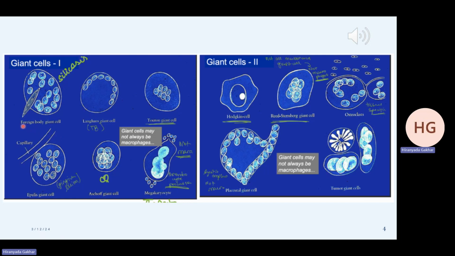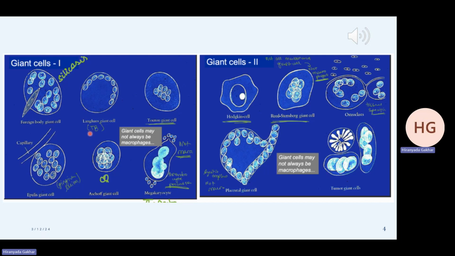This is a picture from Professor Dushkova's presentation. And over here, if you just follow my pointer, you can see that this is a giant cell, a foreign body giant cell in the lungs. This is because of silicosis, and the silica particle is being engulfed by the multinucleated macrophage. This is the Langerhans giant cell, which is usually seen in patients who have tuberculosis.